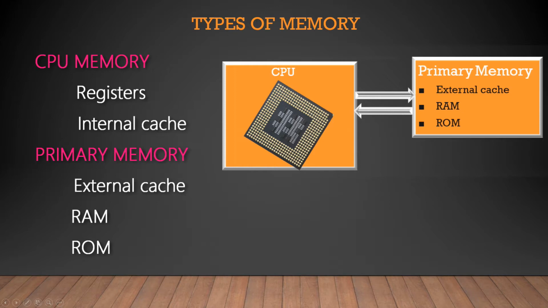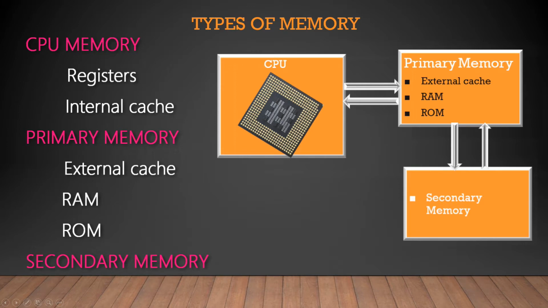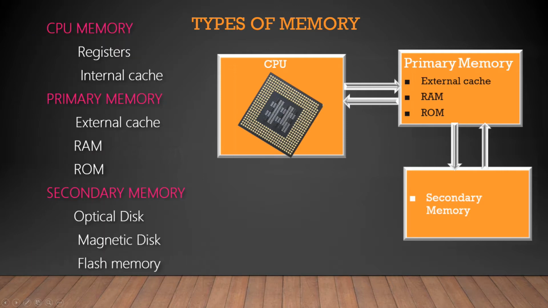The next type of memory is secondary memory. This has no direct contact with the CPU, and hence it is called secondary memory. Types of secondary memory are: optical disk, magnetic disk, and flash memory.